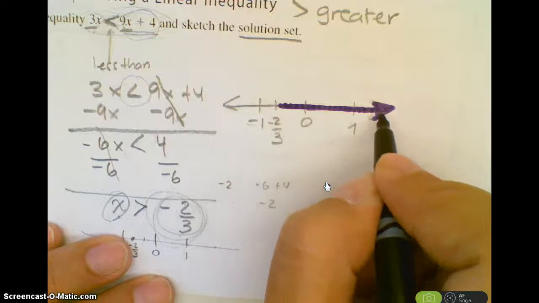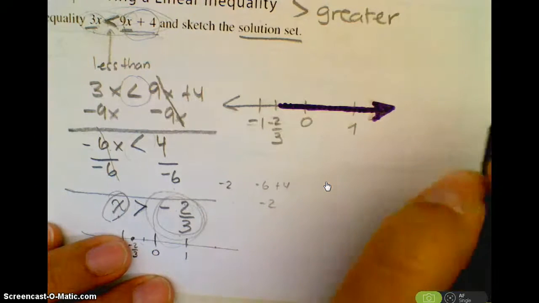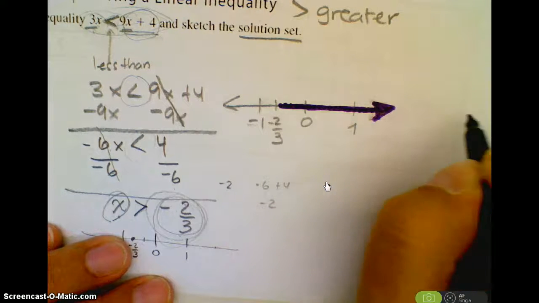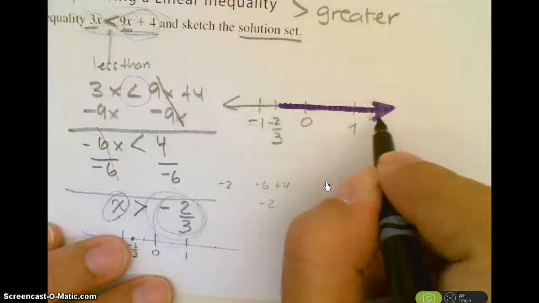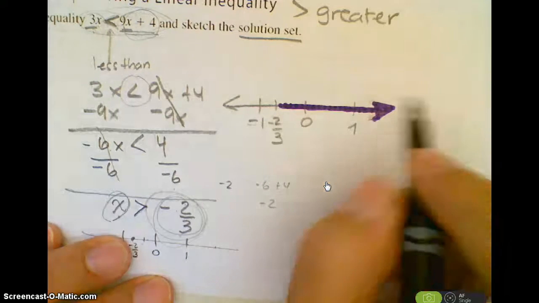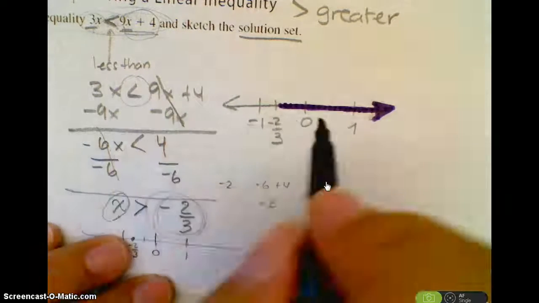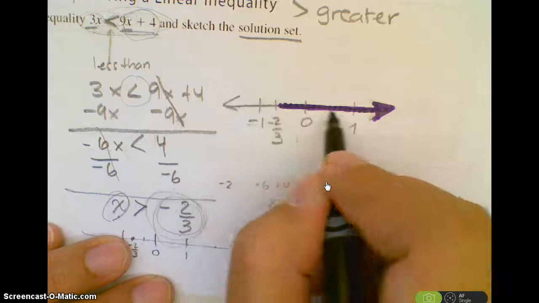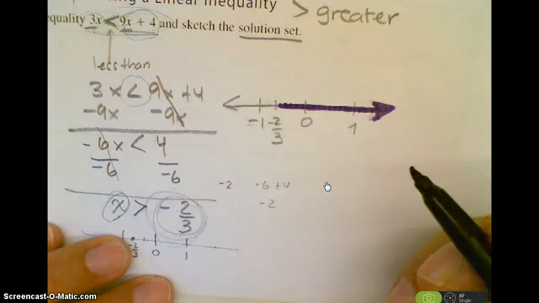So even though you don't see the numbers 2, 3, 4, a million, 1 trillion, a gazillion, all those x's also satisfy this inequality. So the only way to say that is shading everything in here and also including the arrow.